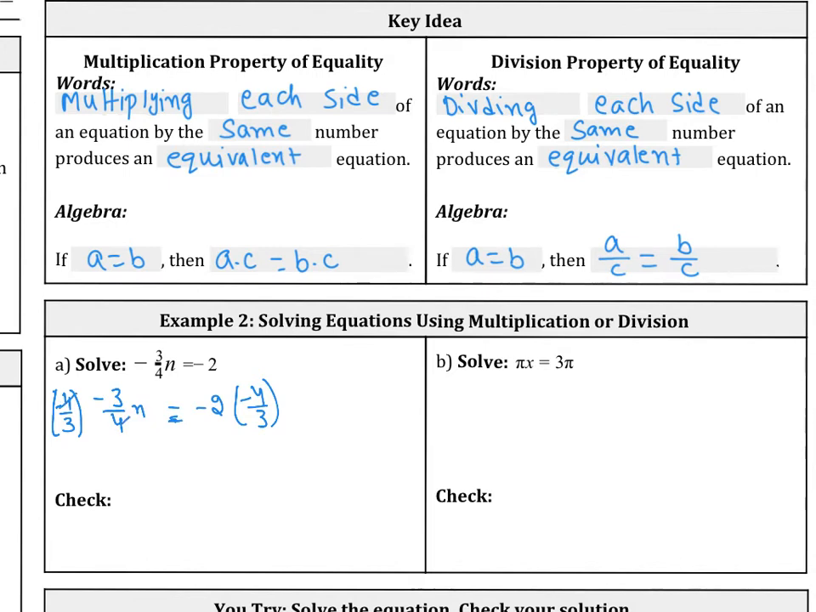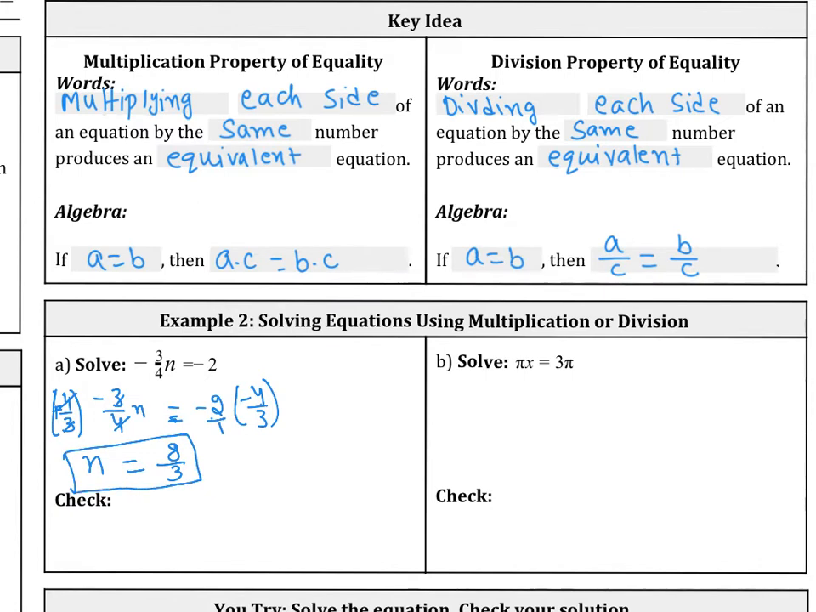The 4 and 4 cancel, the 3 and 3 cancel, and the negatives also cancel. So you're left with n equals -2 times -4 would be 8, and on the bottom you've got 3. Remember, you would treat the -2 as -2/1, and then -2 times -4 would be 8, and on the bottom you have 1 times 3, and that's just 3.